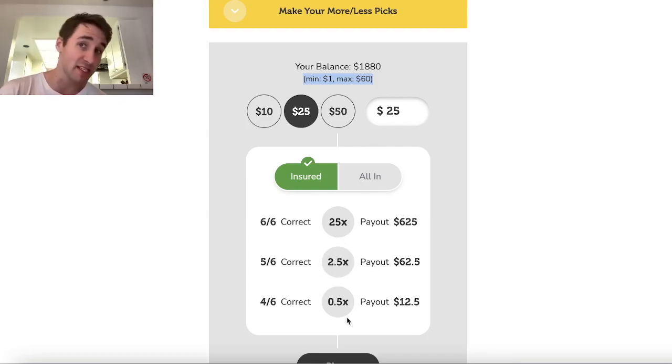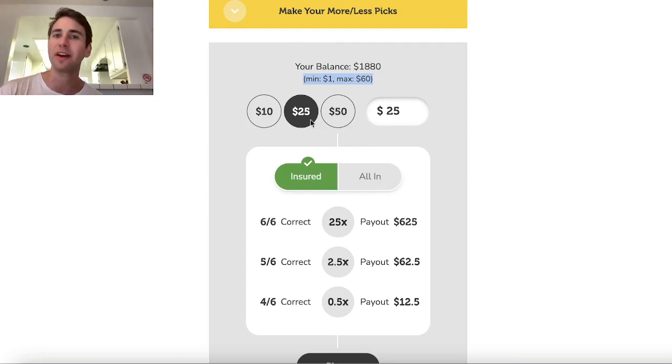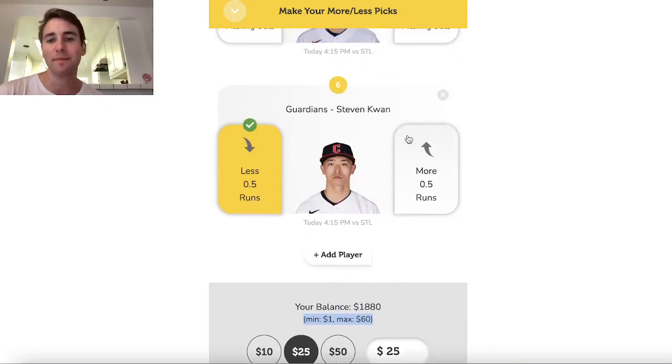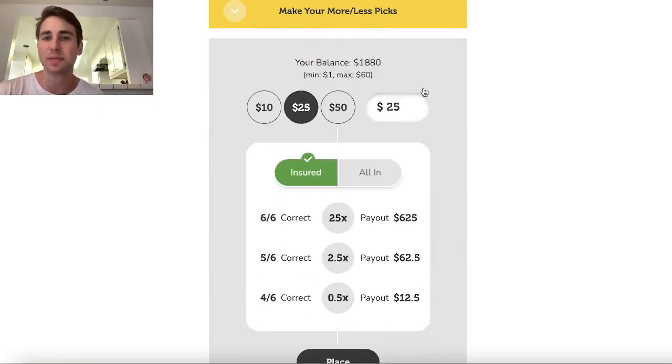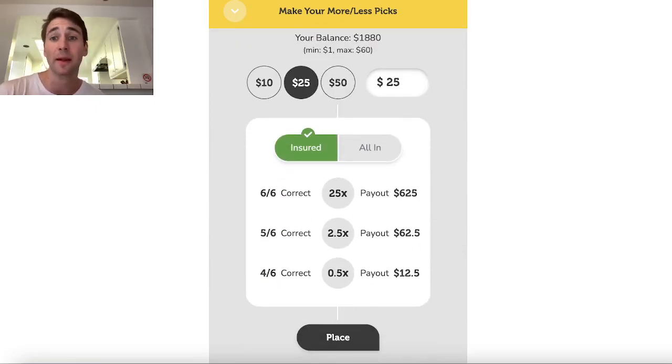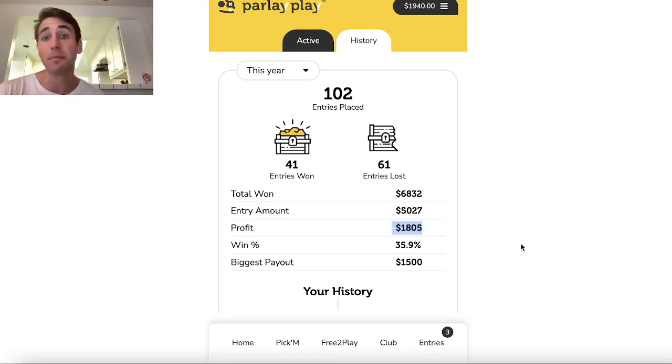If you go 4 for 6, you get a 0.5x payout. Whereas on Prize Picks, if you go 5 for 6 in a 6-pick flex play, you're only getting a 2x payout. So Parlay Play is a platform that works very similar to Prize Picks, right? Any 6 picks you select, overs, unders, doesn't matter, this is the payout you're getting. And it's a slightly better payout than what you're getting on Prize Picks. That's why it's easier to find profitable bets. It's easier to make money on Parlay Play.